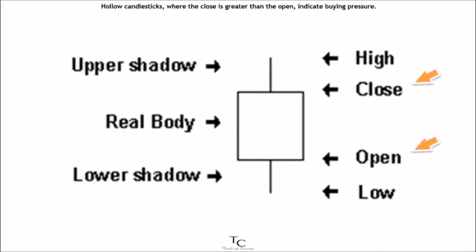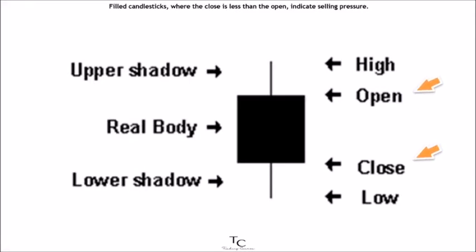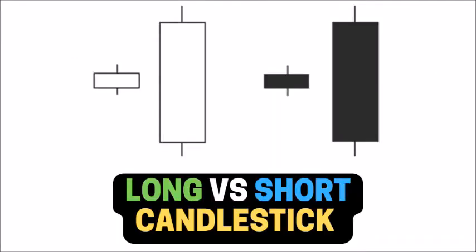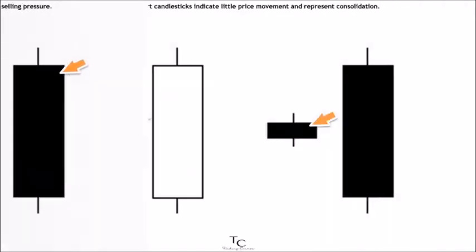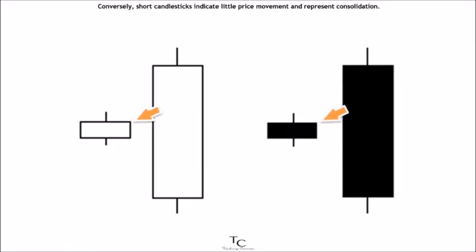Hollow candlesticks, where the close is greater than the open, indicate buying pressure. Filled candlesticks, where the close is less than the open, indicate selling pressure. Generally speaking, the longer the body is, the more intense the buying or selling pressure. Conversely, short candlesticks indicate little price movement and represent consolidation.